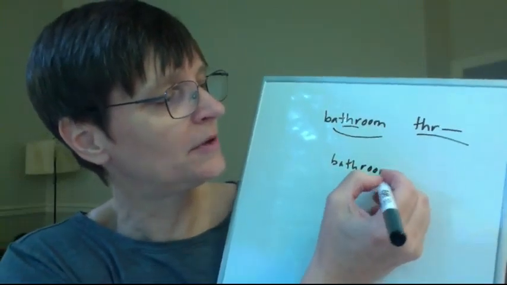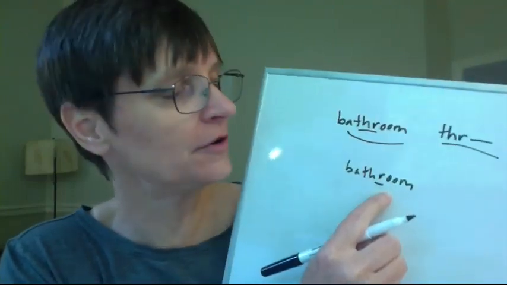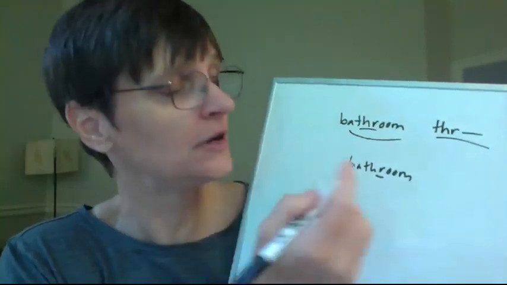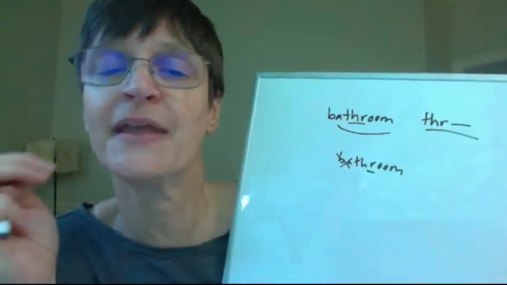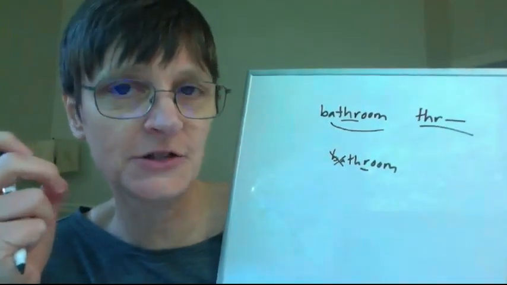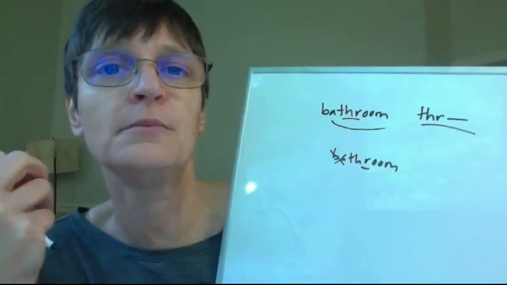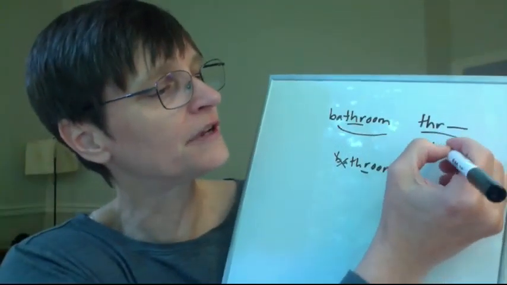A good way to build this skill is to just start with the part that has an R. So in the word bathroom, you would say room, and then you can add just the TH. You can say room, throom. If you say the R first, it sets your tongue up to be ready to do it correctly. Room, throom, bathroom. Same thing for common words like three and through.